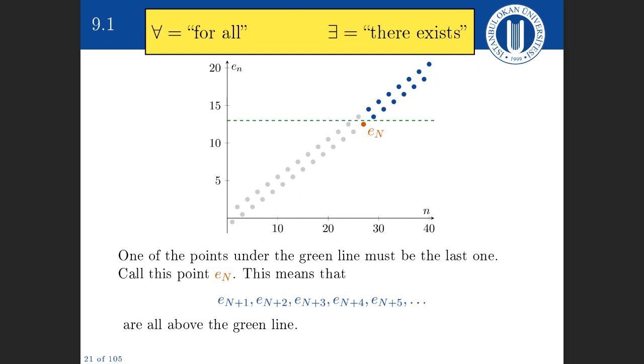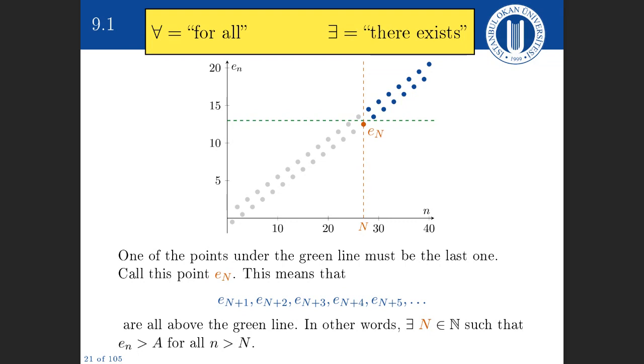If this is the last one underneath the line, then all of the points after this must be above the line. So e_{N+1} must be above the line, e_{N+2} is above the line, e_{N+3} is above the line, and so on. In other words, there exists a capital N such that e_n is bigger than A for all n bigger than capital N.